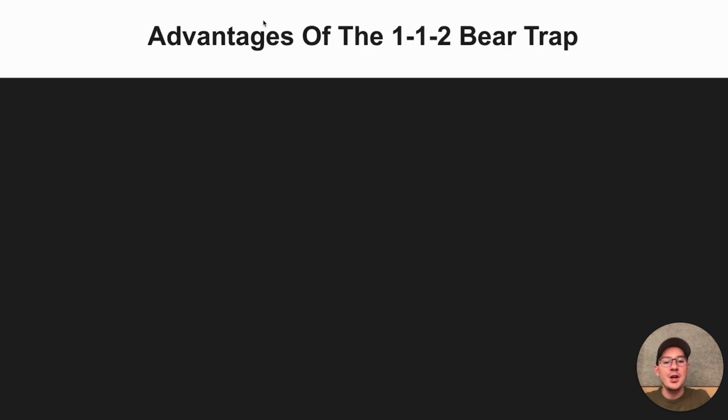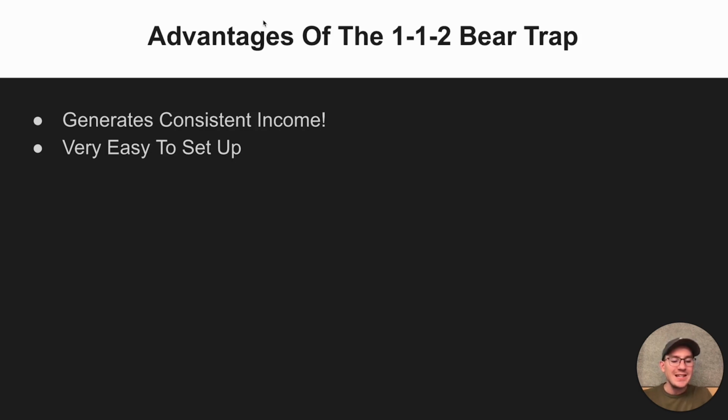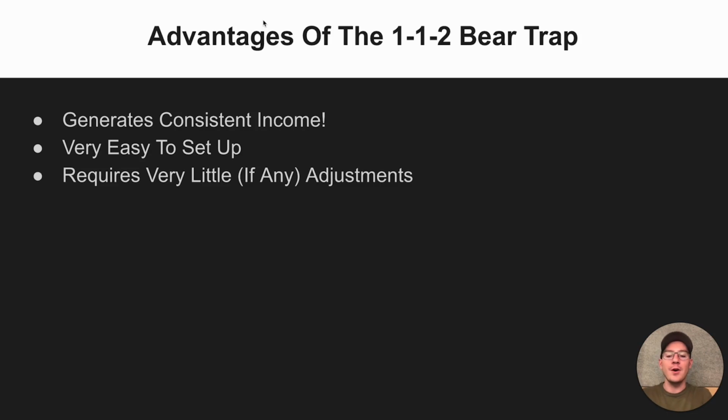So what are some advantages to trading the 112 over other strategies? First off, it creates consistent income. It's a very reliable source. It's very easy to set up. As I said, you just really do the same thing every week. It requires very little adjustments. The only thing you need to do is determine how you want to close the trade, whether you want to close the entire trade or you want to turn it into a hedge, or turn it into a PDS, whatever. I'll show you more of that here in a second. But while you're in the trade, it requires almost no management.